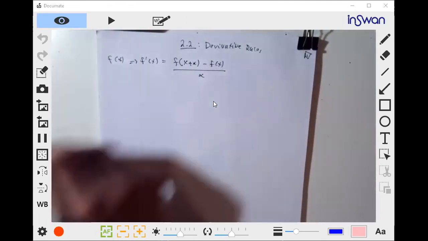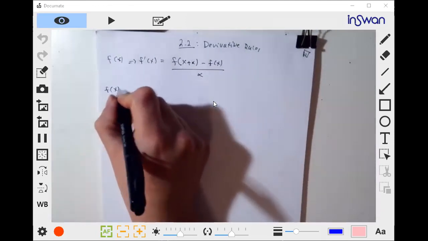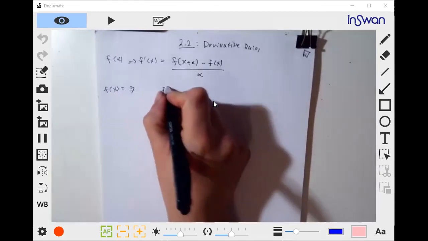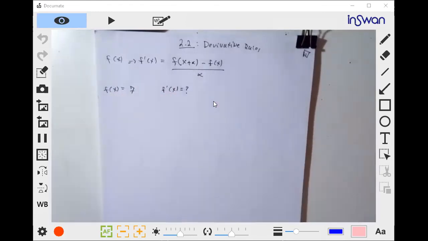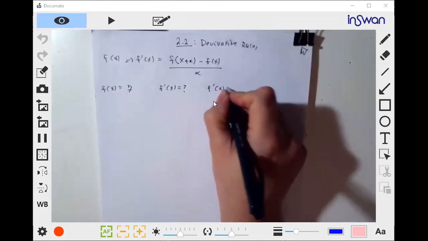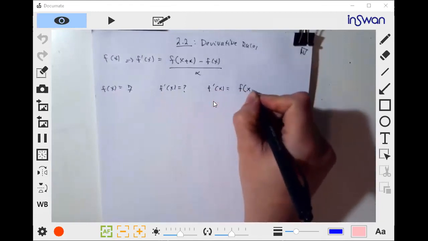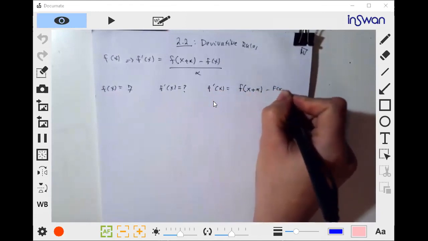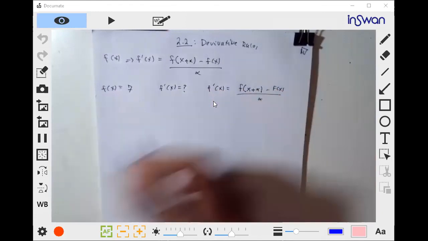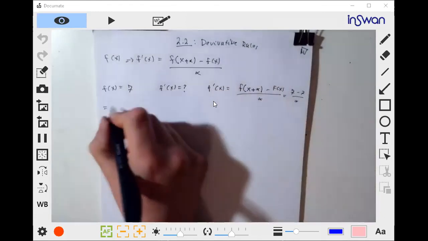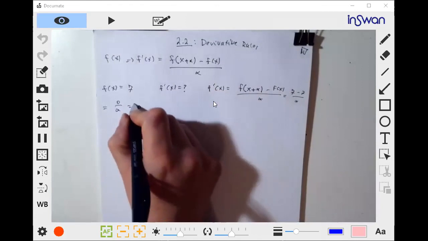All right. So what if our function is equal to, let's say, a constant value, 7? What is f prime of x? Really, we want to know what is the derivative of a constant. Well, applying the definition, f prime of x would equal f of x plus some alpha minus f of x all over alpha. But notice this is 7 minus 7 all over alpha, which is equal to 0 over alpha, which is equal to 0.